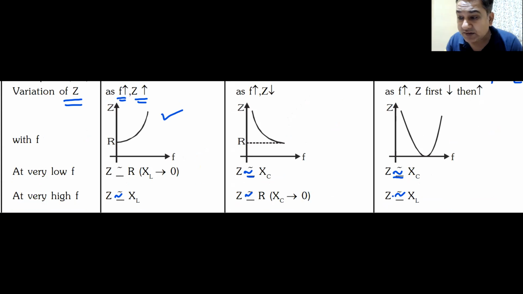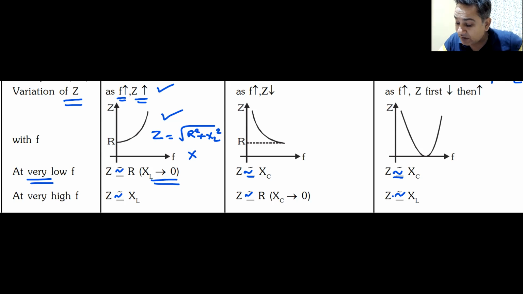You remember that. This is the graph for the LR circuit. R is also there, and therefore the graph is not a straight line. The graph is like this. When frequency increases, impedance increases. At very low frequency, you can assume that XL is 0, so the value of Z is approximately equal to R. Remember, Z in this case is equal to the square root of R squared plus XL squared. XL is equal to omega L.